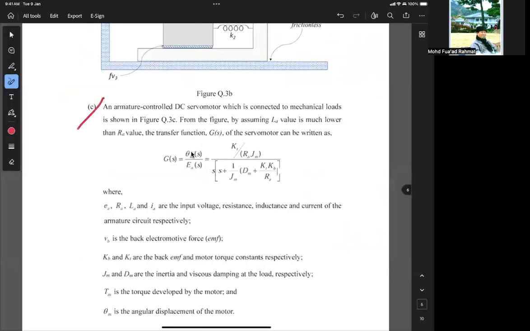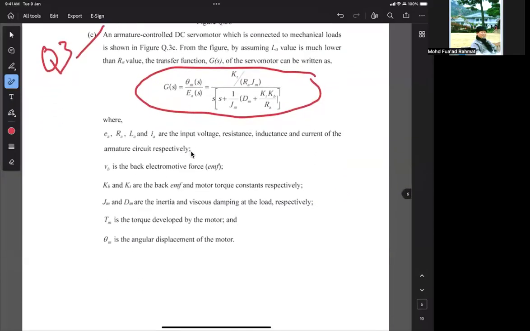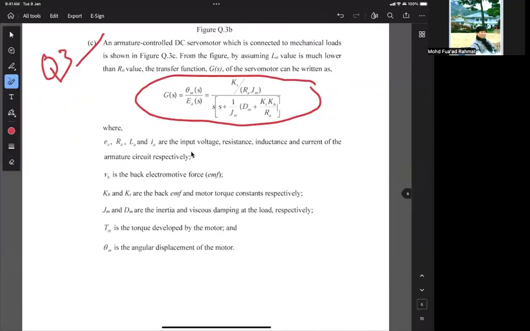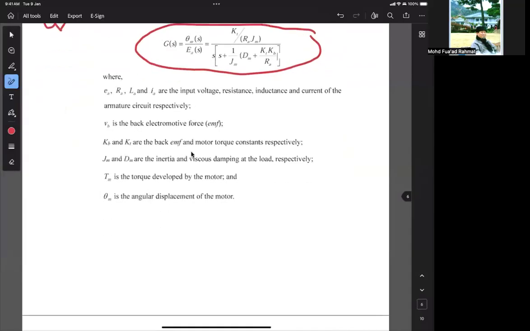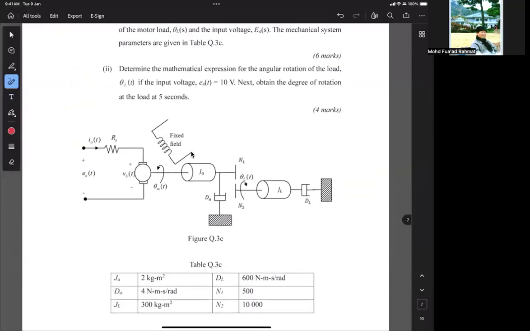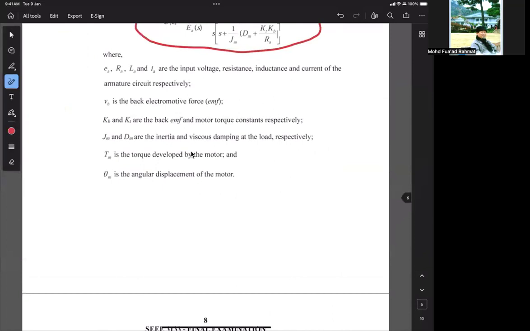Question C, which is still under Q3, is the electromechanical system, where you are given the open loop transfer functions here. Then you have to insert all the values of the parameters K1, RA, GM, and everything, so that you will get a transfer function in the s form. So let me show you how to solve it.